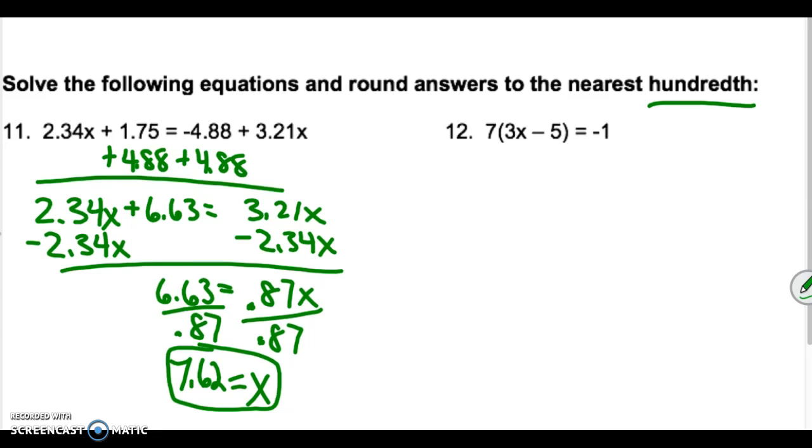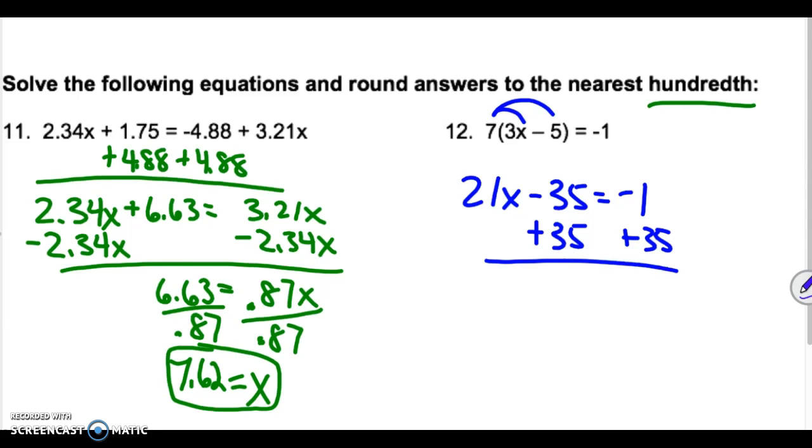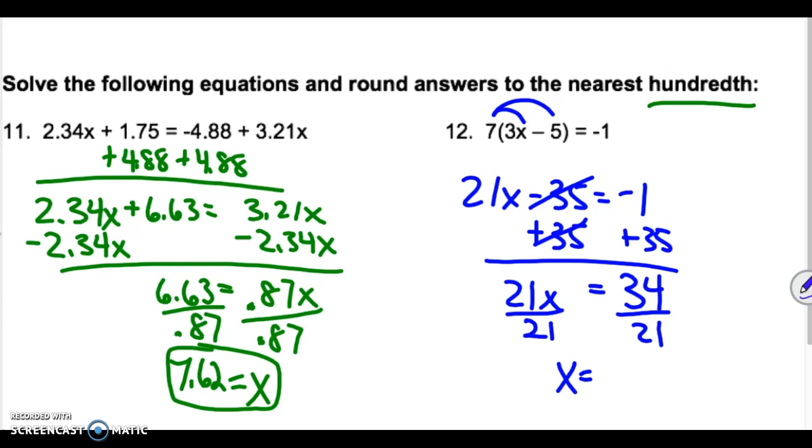All right, last problem on the set here. So distribution, so it's 21x minus 35 equals negative 1. Move the 35. Cross them off again. And then divide by 21. 34 divided by 21, it would round correctly to 1.62.